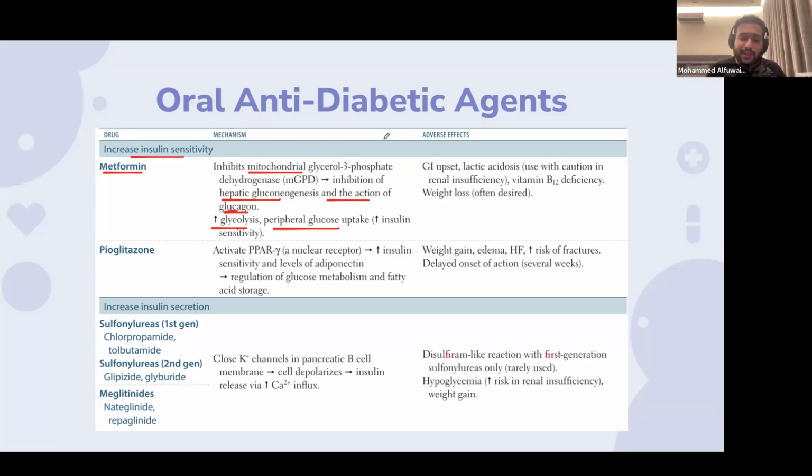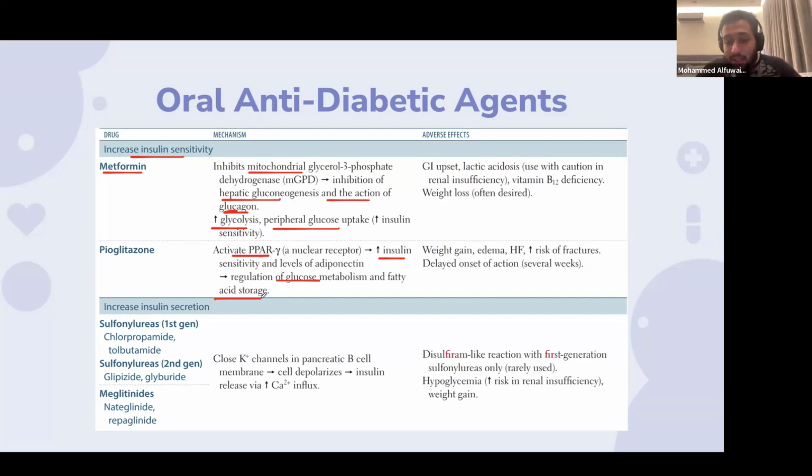Pioglitazone also increases insulin sensitivity by activating an important receptor on adipocytes, which is PPAR gamma. So it increases insulin sensitivity and levels of adiponectin, which will regulate glucose metabolism and fatty acid storage. Basically, the gist of this is it will increase insulin sensitivity. That's pioglitazone. Remember that it activates PPAR gamma, okay? If you remember from CVP a long time ago, for the hyperlipidemia drugs, there's one drug that causes activation of PPAR alpha, and it causes cholesterol control. Very similar, PPAR gamma will increase insulin sensitivity, okay?